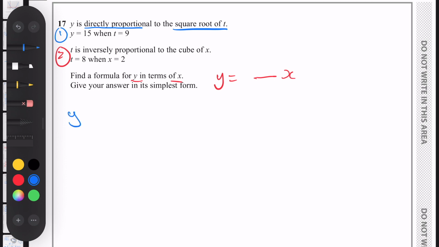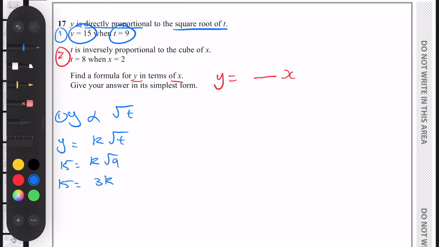Equation 1, it goes y is directly proportional to the square root of t. So y is proportional to the square root of t. That's equation 1. And that means y equals k root t. We substitute our numbers in. So 15 for y and 9 for t. 15 equals k root 9. The square root of 9 is 3. 15 equals 3k. And divide both sides by 3. 5 equals k. Plug it into the formula. You'll get equation number 1, y equals 5 root t.